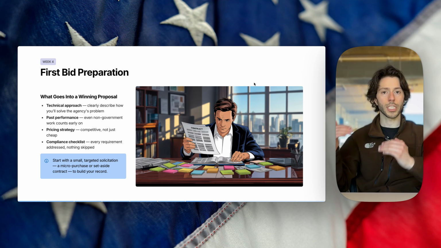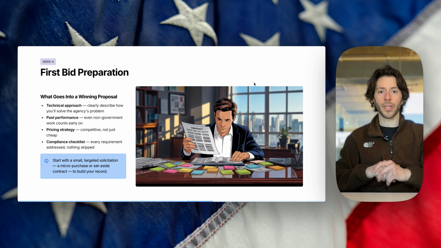In number 3, the nice part, pricing strategy. You're going to break down your cost, your expenses, profit margins, etc. And in number 4, you're going to get your compliance checklist.